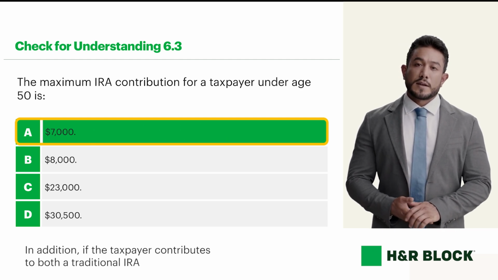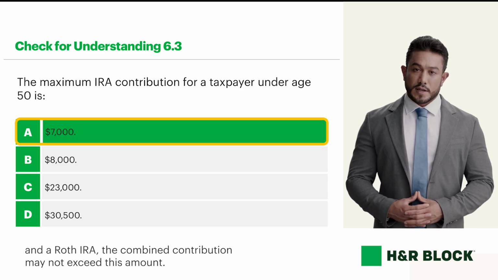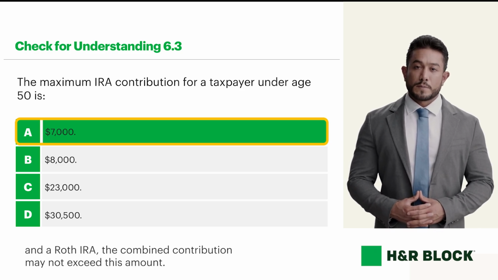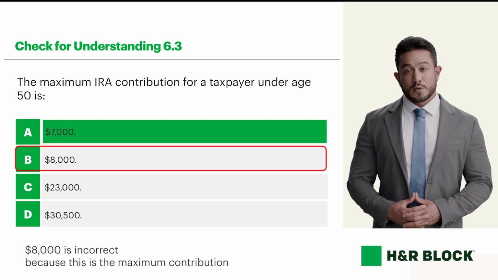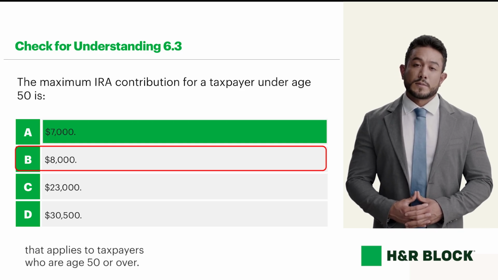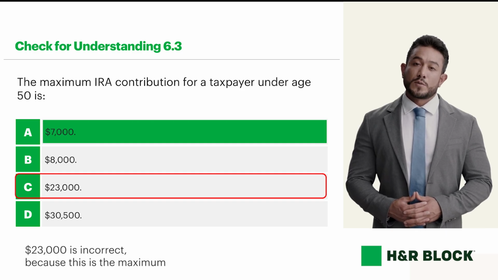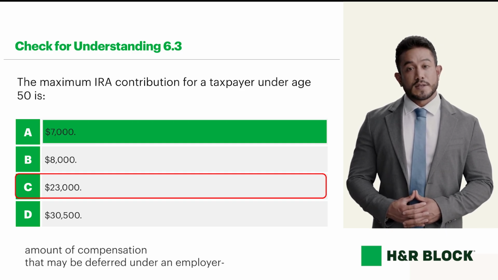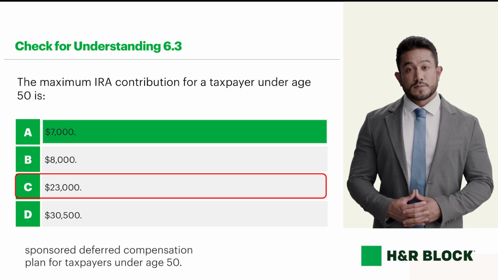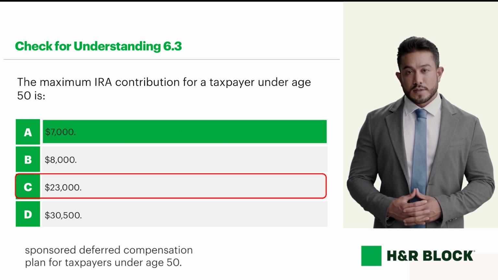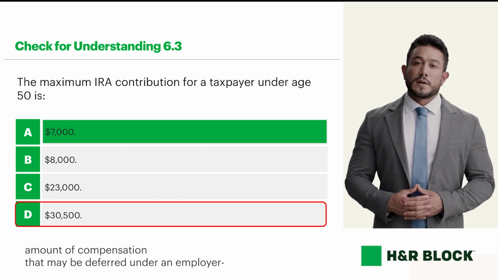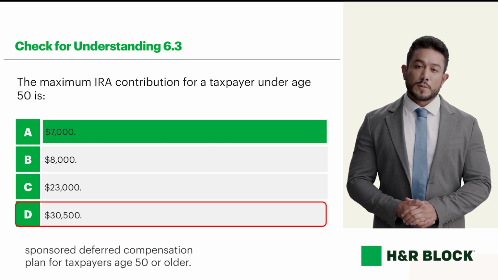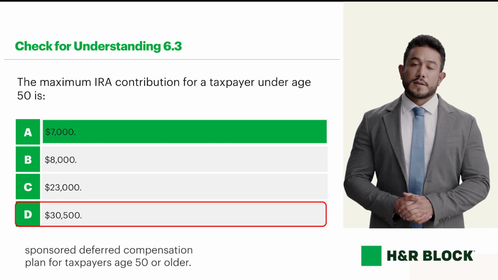In addition, if the taxpayer contributes to both a traditional IRA and a Roth IRA, the combined contribution may not exceed this amount. Let's break down why these other answers are incorrect. $8,000 is incorrect because this is the maximum contribution that applies to taxpayers who are age 50 or over. $23,000 is incorrect because this is the maximum amount of compensation that may be deferred under an employer-sponsored deferred compensation plan for taxpayers under age 50. $30,500 is incorrect because this is the maximum amount of compensation that may be deferred under an employer-sponsored deferred compensation plan for taxpayers age 50 or older.